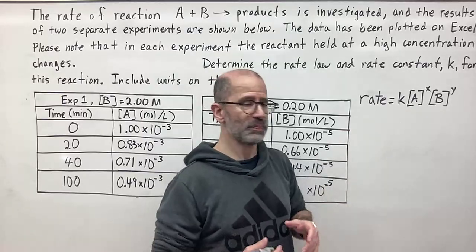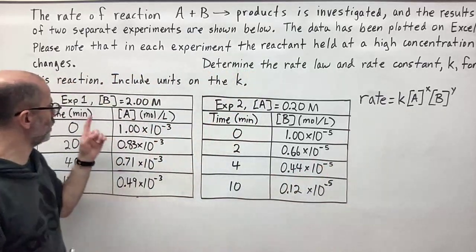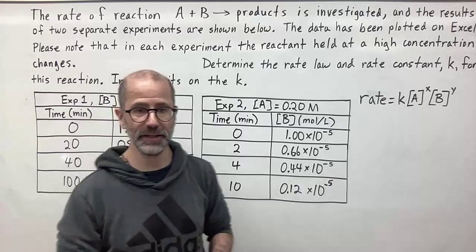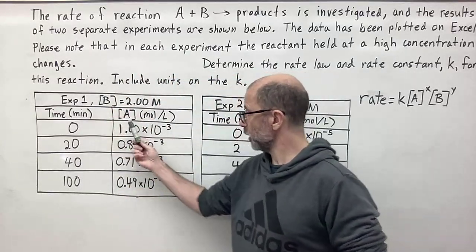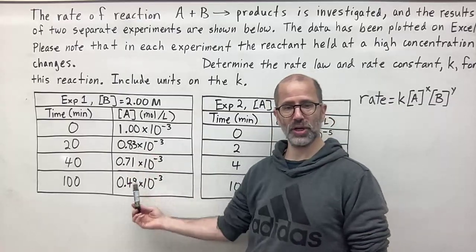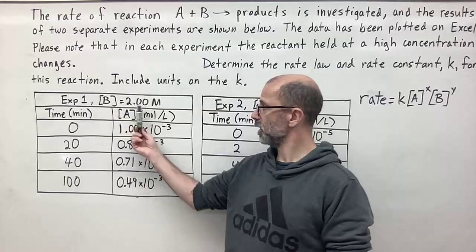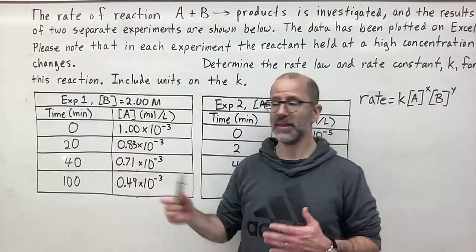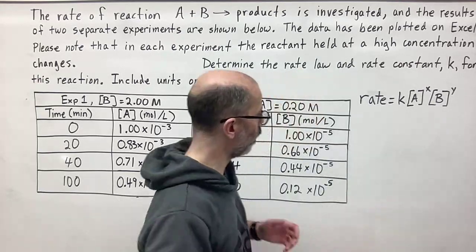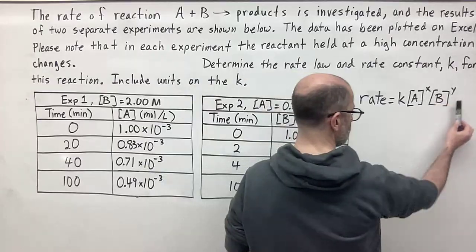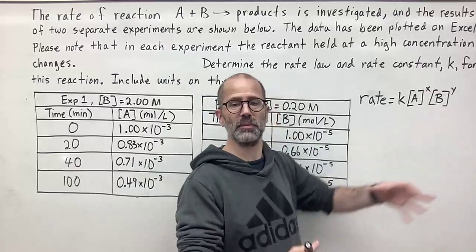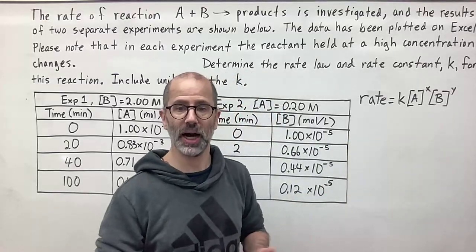So you'll notice in the experiments here, experiment 1, the concentration of B is really high, right? But look at the concentrations of A. A is much lower. The concentration of A is much lower than the concentration of B. So therefore, in this experiment, B is effectively constant. So if B is constant and K is constant, that concentration of B can be absorbed into the rate law constant itself.